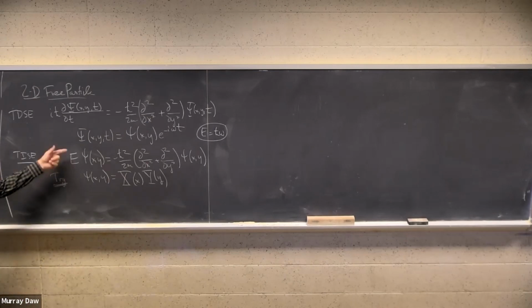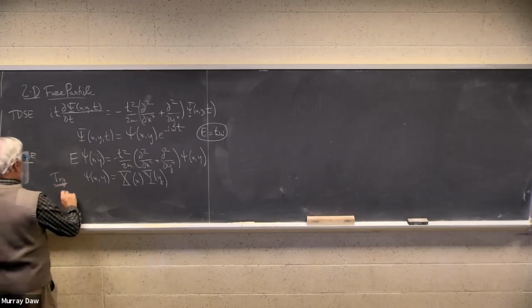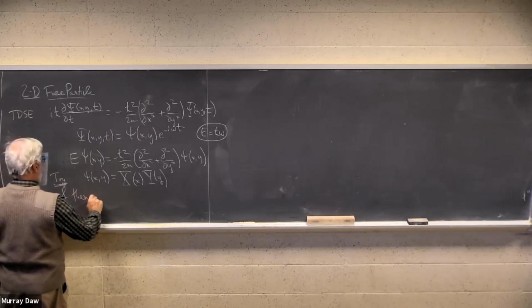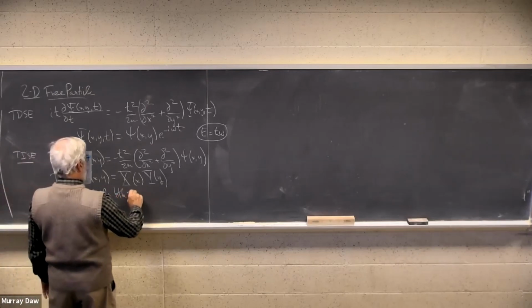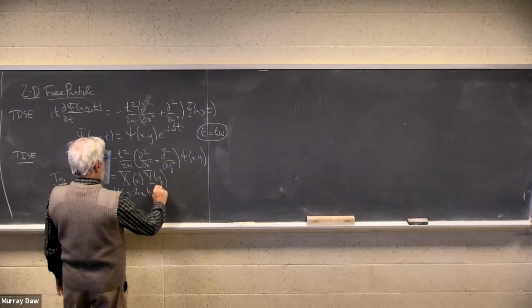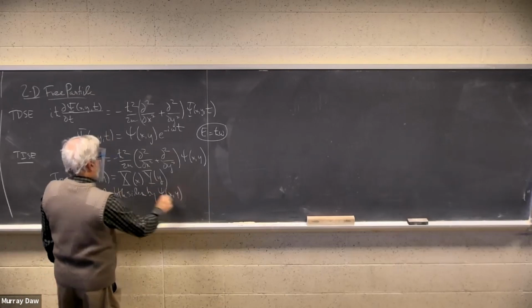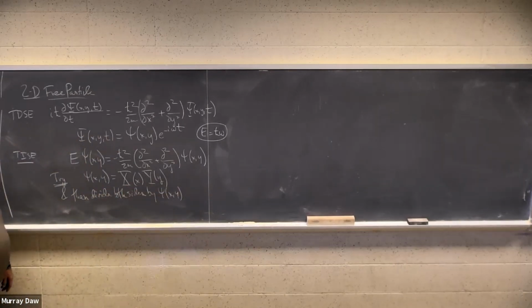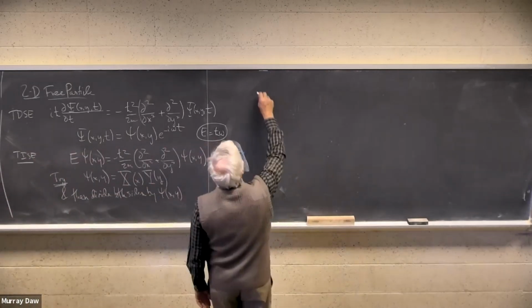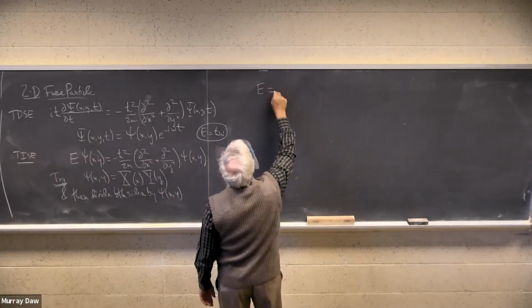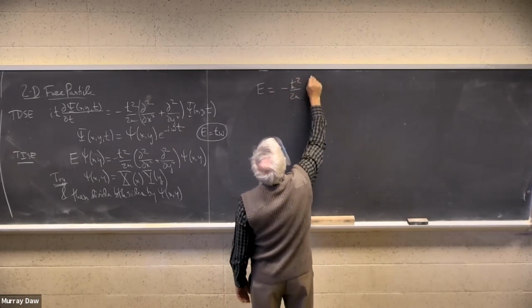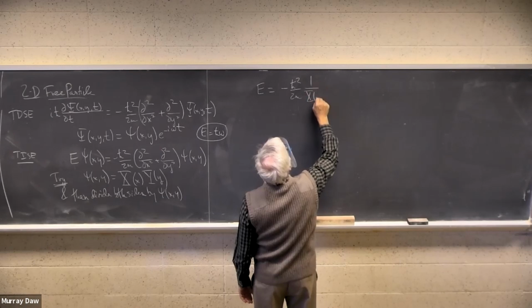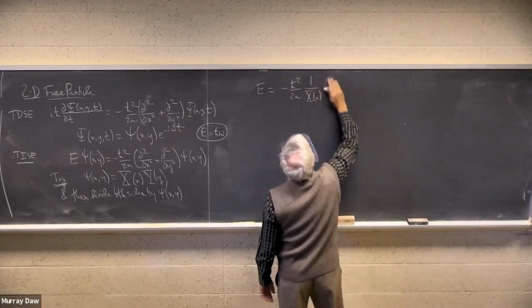Okay, so let's try it. We're going to substitute this into here and then divide both sides by psi, the full wave function product. So when we do that, we'll get E is equal to minus h bar squared over 2m over X, second derivative.